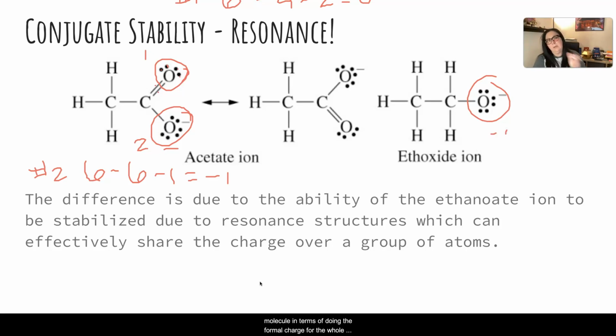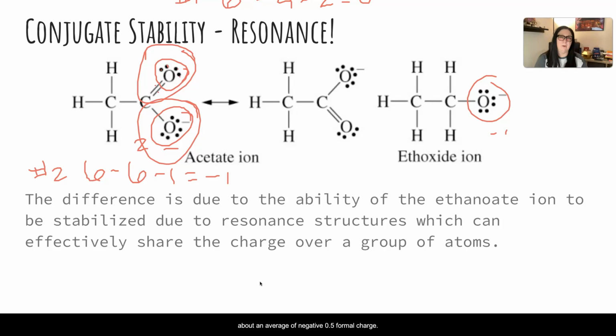Now, we could do the whole molecule in terms of doing the formal charge for the whole thing, but here's the deal. What I want you to recognize is that number 1's formal charge is 0. Number 2's formal charge is minus 1. Because of resonance, they're going to share that, and that is going to reduce it down to an average of about minus 0.5 formal charge. And you want to be as close to 0 as possible to be considered stable and satisfied. So on average, these oxygens are averaging minus 0.5.